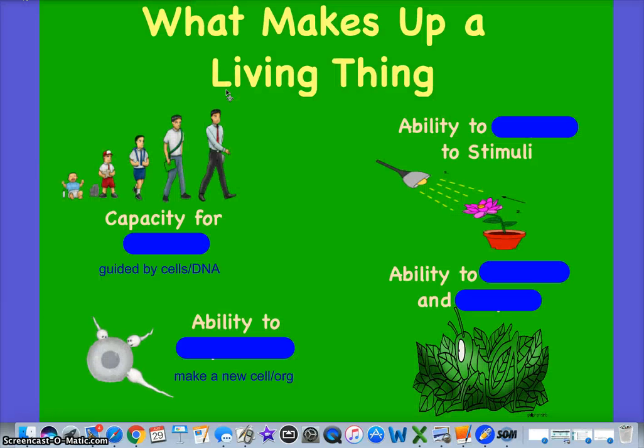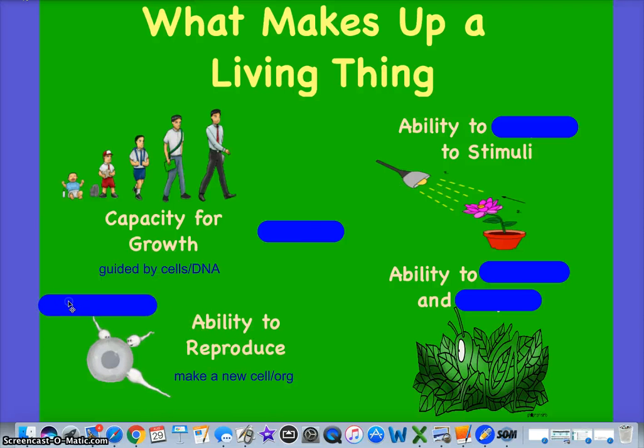What makes up a living thing? More characteristics. What must you be able to do? Grow. You must be able to grow, and that's guided by the reproduction of cells or the reproduction of your DNA in your cells, because that's what it takes to grow. What else must you be able to do? Reproduce. You must be able to make a new organism if you're a living thing. That's the definition of a species, being able to reproduce. What else?